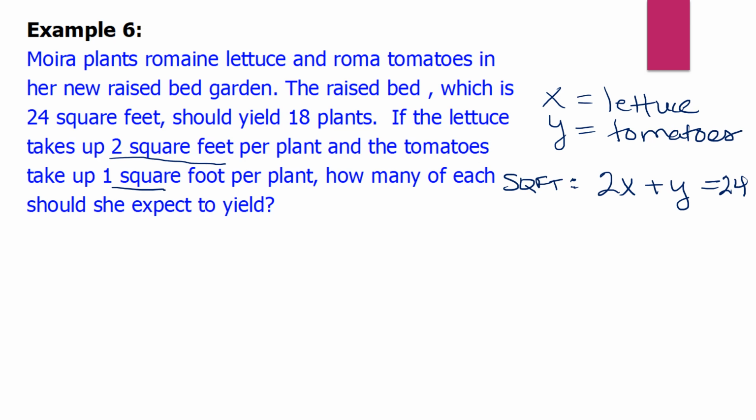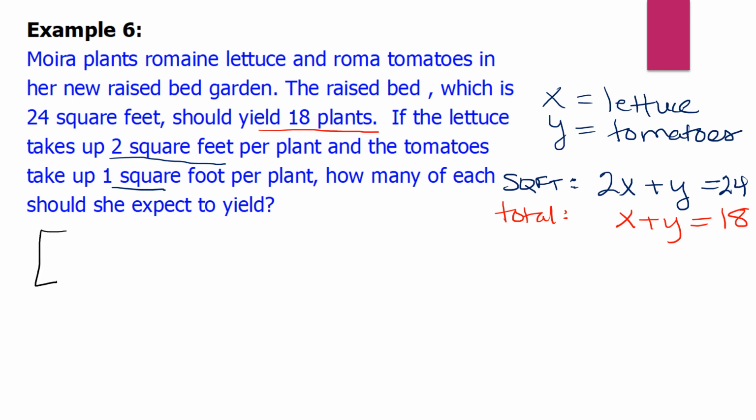Okay, not too bad. The next part in that same sentence, the raised bed, which is 24 square feet, should yield 18 plants. So now we're going to look at the total number of plants that she should get. And that's actually what we're trying to find. So we don't know how many lettuce and we don't know how many tomatoes, but we know it should yield a total of 18 plants. Okay, so there are our two linear equations.